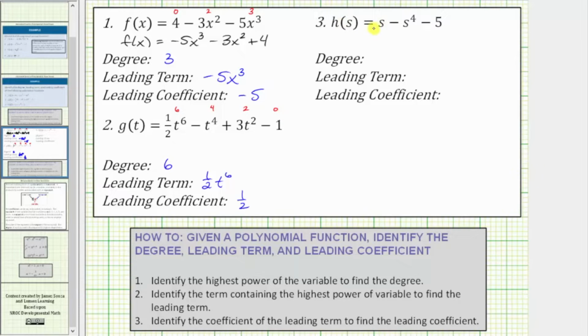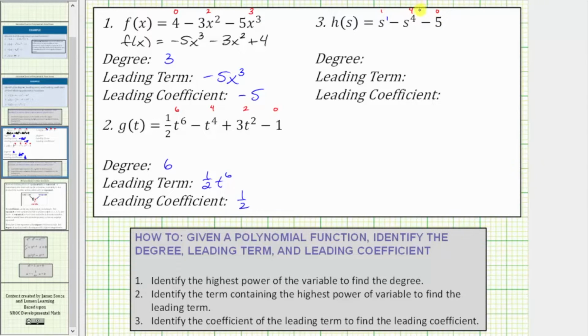Number 3, we have h of s equals s, or if we want, s to the first, minus s to the 4th minus 5. The degree of the first term is 1, given by the exponent of 1 on the variable s. The degree of the second term is 4, given by the exponent of 4 on the s. And the degree of the constant term, negative 5, is 0.